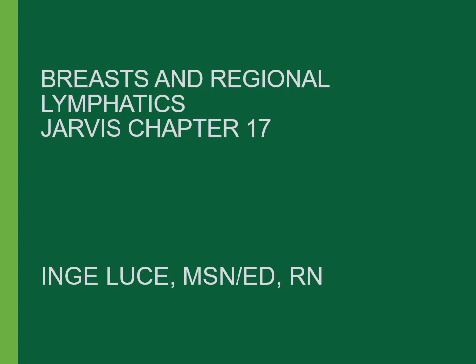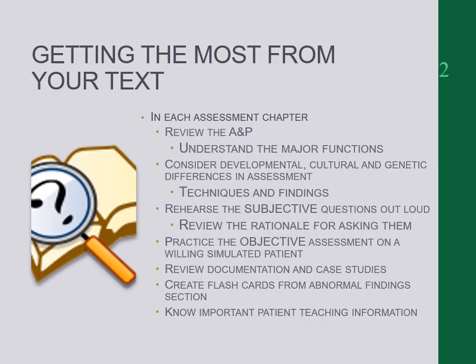Chapter 17 in the Jarvis contains information about assessing male and female breast tissue and regional lymphatics. To get the most out of this chapter, make sure that you review the A and P, consider the developmental, cultural, and genetic differences, rehearse the subjective questionings out loud, practice the objective assessment on a willing simulated patient, review the documentation and case studies, and create flashcards, concept maps, create something to help retain the information.